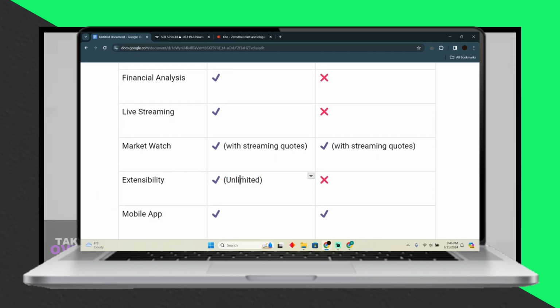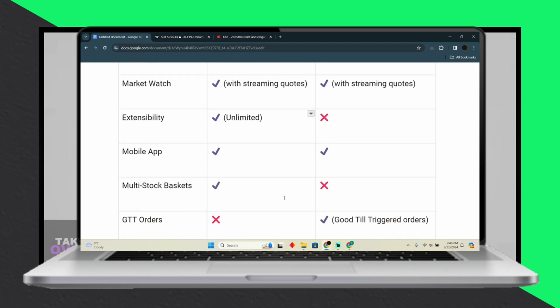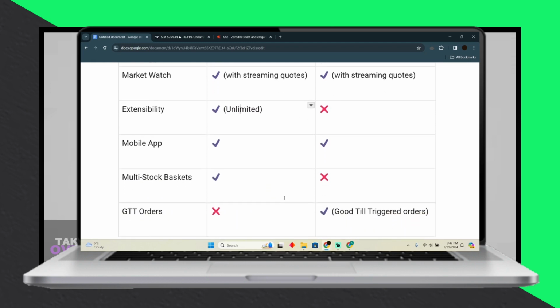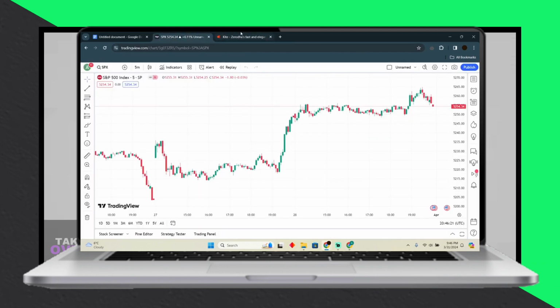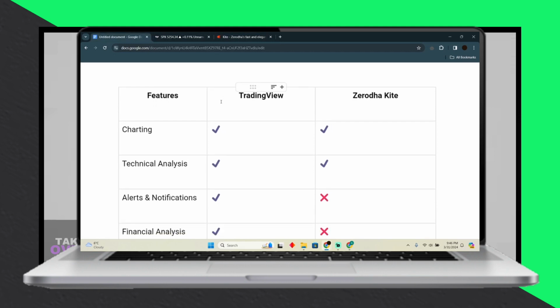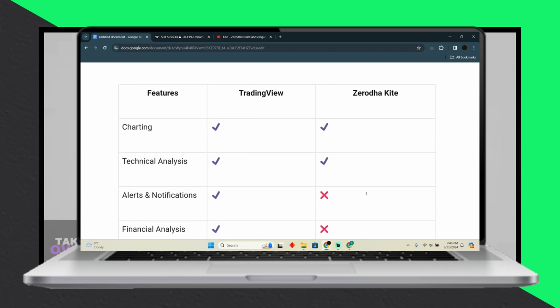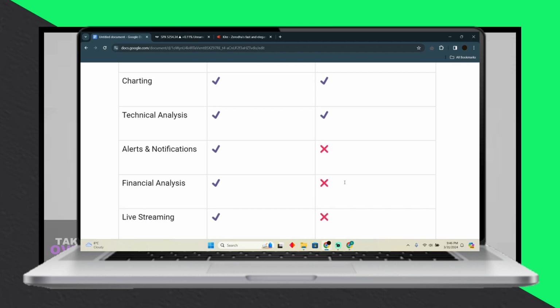When it comes to multi-stock basket trading, TradingView supports this feature, enabling users to execute trades across multiple securities simultaneously. However, Zerodha Kite does not offer multi-stock basket trading functionality. Lastly, for those interested in GTT orders and triggered orders, Zerodha Kite has the upper hand, providing these order types to enhance trading strategies. TradingView, unfortunately, does not support GTT orders.